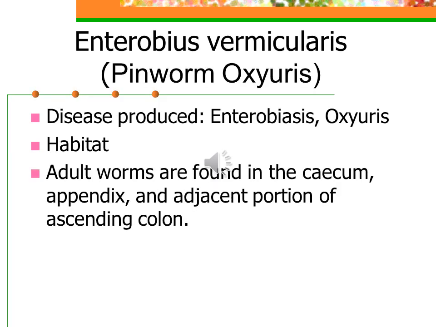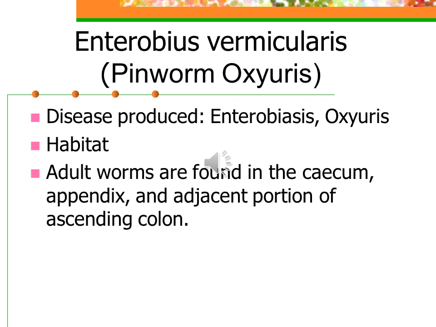Now we will study Enterobius vermicularis, or pinworm, or threadworm, all common names for Enterobius. Formerly it was called Oxyuris. The name Enterobius vermicularis means tiny worm living in intestine. Okay, it is worldwide distribution. Habitat: adult worms are found in cecum, appendix, and adjacent portion of ascending colon.